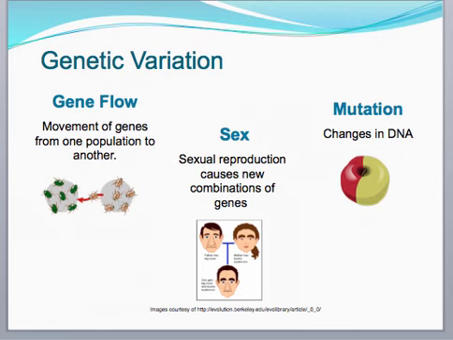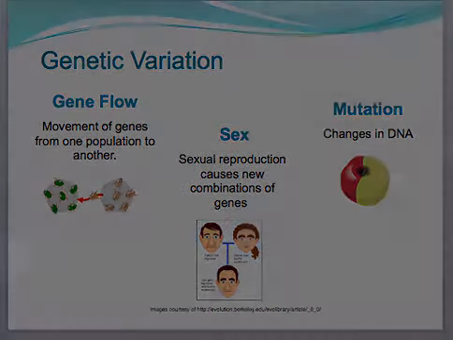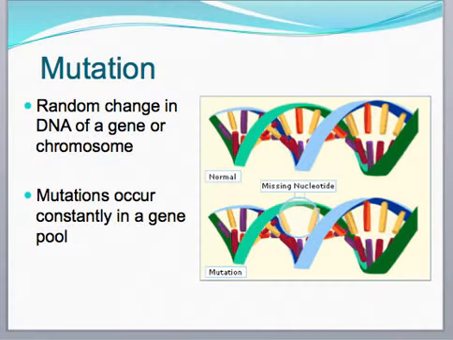That leads to another way genetic variation can occur. Sexual reproduction causes new combinations of genes to form. Finally, mutations also cause variation. As you learned in the genetics unit, mutations are random changes in DNA or chromosomes. Sometimes when genes mutate, new genes or gene combinations are formed, which leads to more genetic variation.